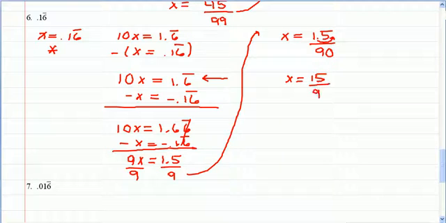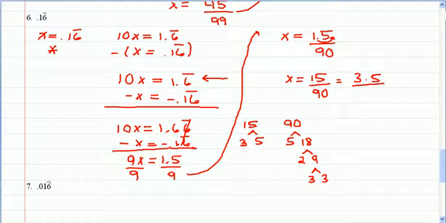And then to simplify this, we want the prime factorization of 15 and 90 so that we can write this in simplest form. So 15 is 3 times 5, and 90 is 5 times 2 times 3 times 3. The 5's cancel, and a 3 cancels, and I'm left with x equals 1 over 6.